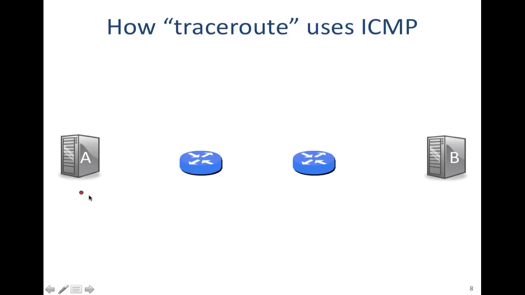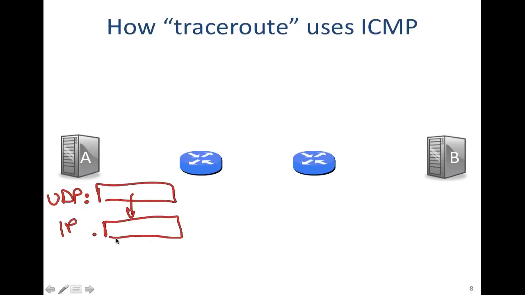So A is going to send a UDP message. It doesn't actually matter what it contains, but it will be encapsulated into an IP datagram for which the TTL, the time to live field in the IP header, is set to 1.